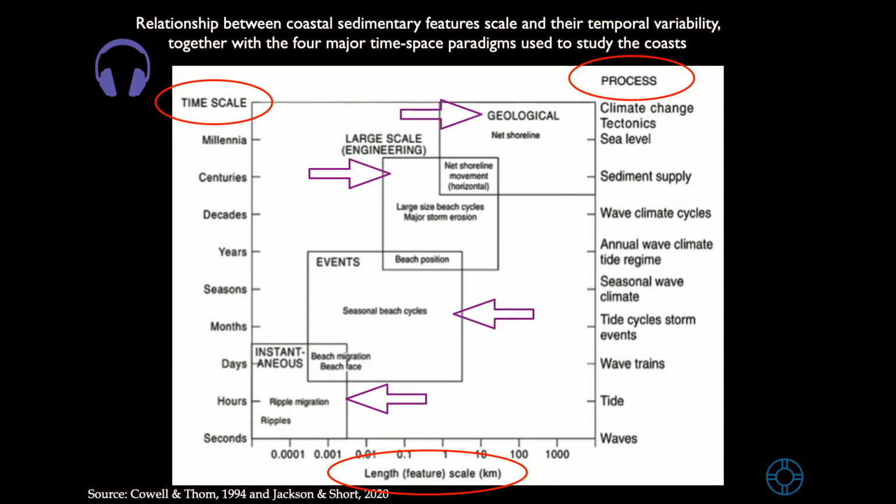Finally, the geological time-space scale deals with processes that occur from centuries to millennial timescales and focuses on climate change, tectonics, and sea level oscillation processes at spatial scales of hundreds to thousands of kilometers.